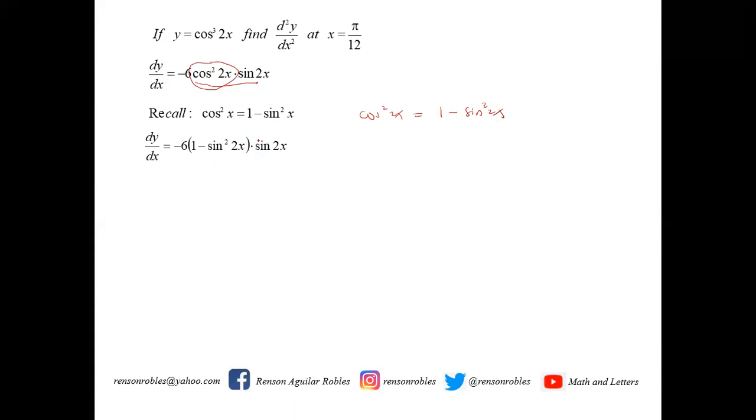And then the next thing to do is you introduce this sine 2x to each term inside, along with this negative 6. So dy dx is negative 6 times 1 times sine 2x, which is negative 6 sine 2x. Then negative 6 times negative sine squared 2x times sine 2x is positive 6 sine cubed 2x. Okay, so here we can now avoid the use of the derivative of a product.